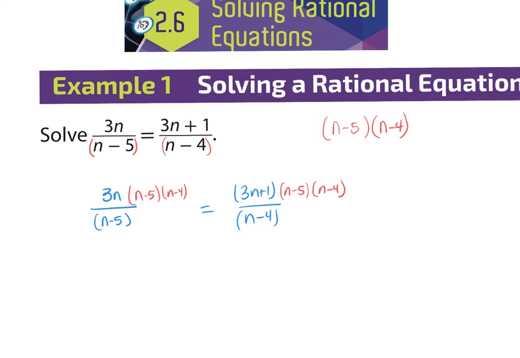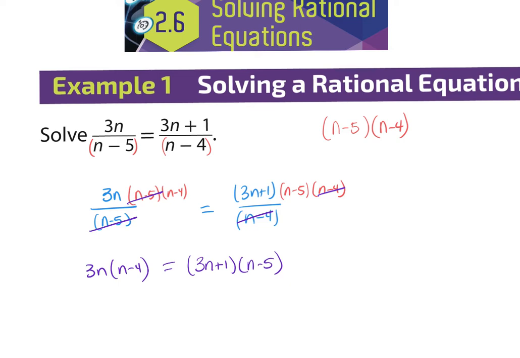Now that I've done that, I can reduce. Well, what cancels over on this side? Well, the n minus 5 does, which is my goal. The n minus 5 cancels, and I'm left with 3n times (n minus 4). What cancels on the other side? Well, the n minus 4 cancels, and I'm left with (3n plus 1) times (n minus 5). Simple enough. I actually have something I can solve now.